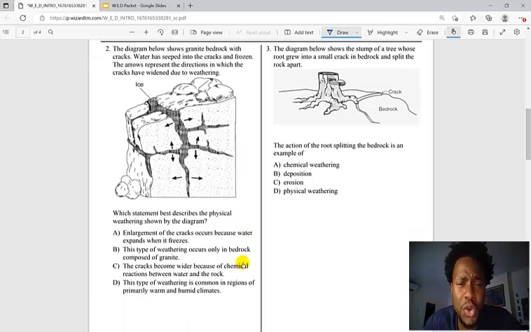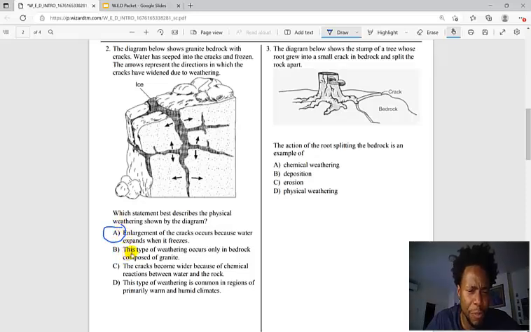The diagram below shows granite bedrock with cracks. Water has seeped into the crack and frozen. The arrows represent the direction in which the cracks have widened due to weathering. Which statement best describes the physical weathering shown by this diagram? Option A says the enlargement of cracks occurs because water expands when it freezes. Yeah, we did discuss that. So option A probably will be our answer.